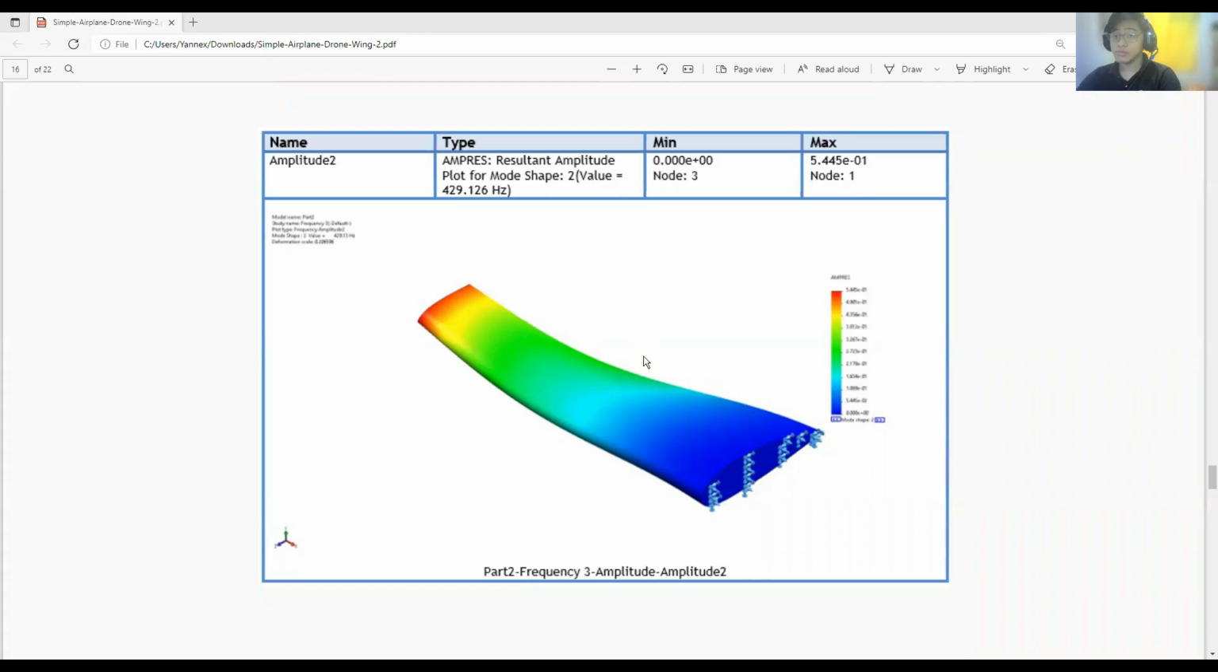For our second simulation, or amplitude 2, it has a frequency of 429.126 Hertz. It has a minimum at node 3 and a maximum at node 1. As mentioned before, the blue color represents the parts that are not prone to stress. In this simulation, it is less likely to receive stress or be affected by stress. Near the fuselage, the body of the airplane, this part of the wing is less affected by the stress.